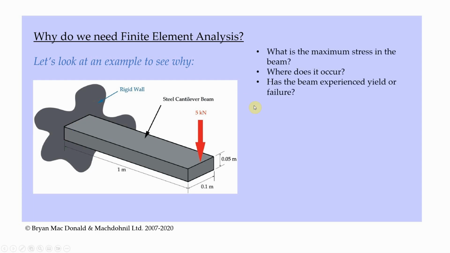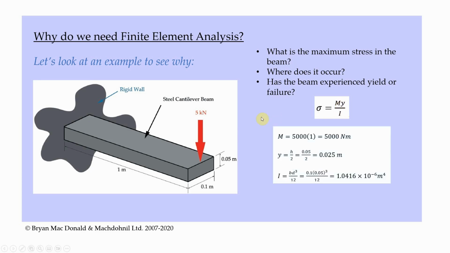So we're asked some questions about this. What is the maximum stress in this beam? Where does it occur? And has the beam experienced yield or failure? So luckily we have an equation available to us, the Bernoulli beam bending equation, which helps us to answer some of these questions. And you may have come across this beam bending equation before, but essentially it says that stress in the beam is equal to the bending moment times distance from the neutral axis divided by the second moment of area of the beam cross section. So we can go and work out those items there on the right hand side of the equation.